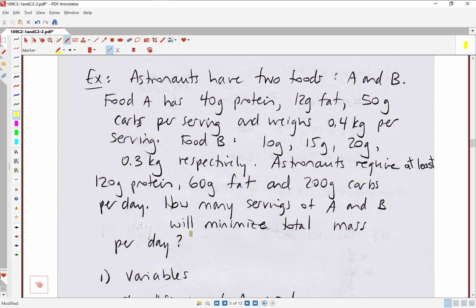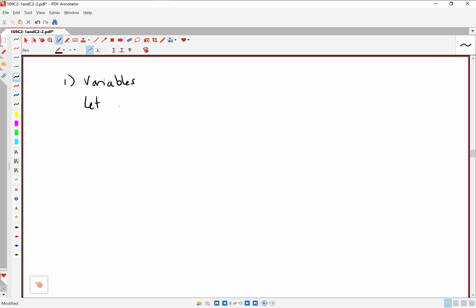So presumably these astronauts are going into space, and we're trying to make all their equipment weigh as little as possible. So we know the first step is going to be to write down our variables, and typically the question is asked in the last sentence. So let's look at this. The question is, how many servings of A and B will minimize the total mass per day? So let's let X be the number of servings of food A per day, and Y is going to be the number of servings of food B per day.